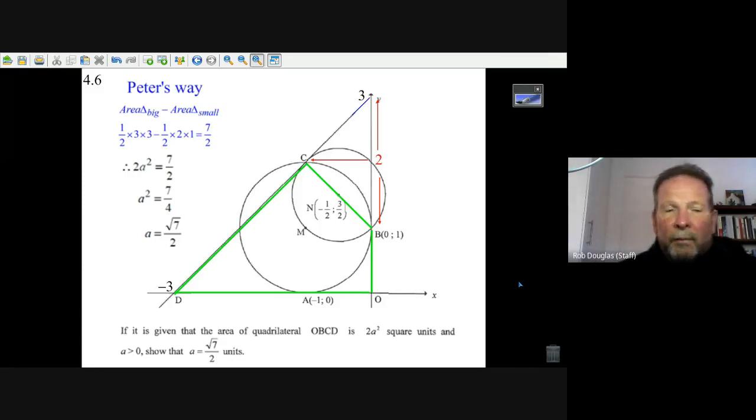Okay, this is question 4.6, the last question of this November 19 exam question on analytical geometry. Now, this question says, if it is given that the quadrilateral OBCD, this green thing that I've outlined here, is equal to 2a squared square units, and that a is greater than zero, show that a equals root 7 over 2.